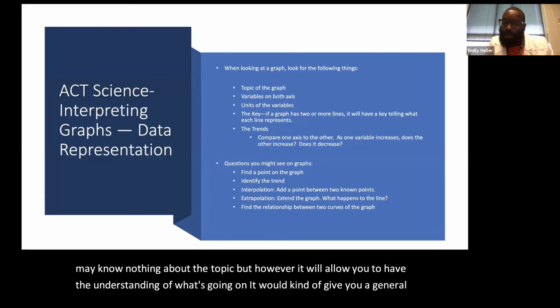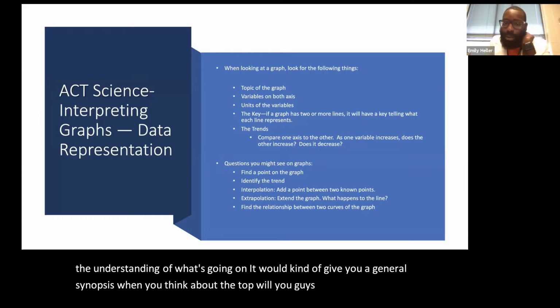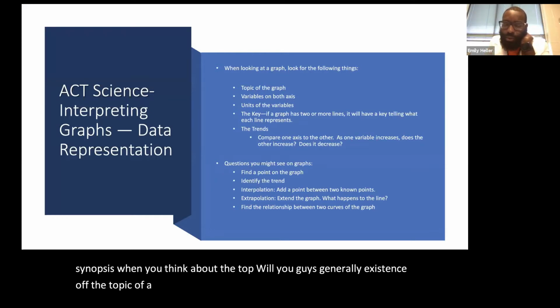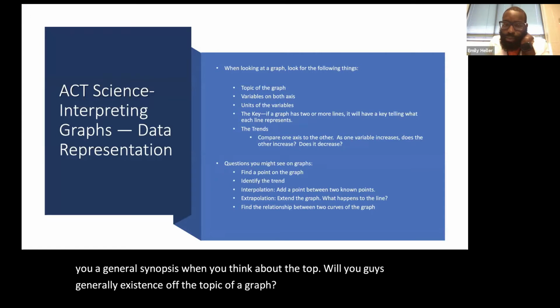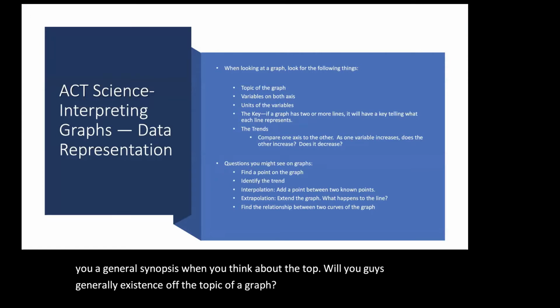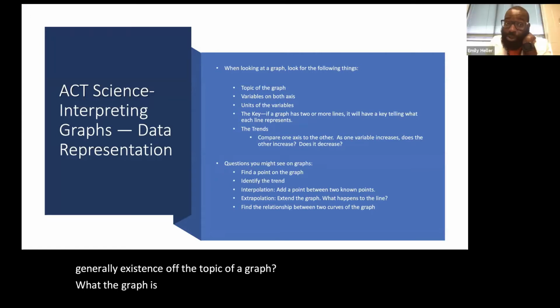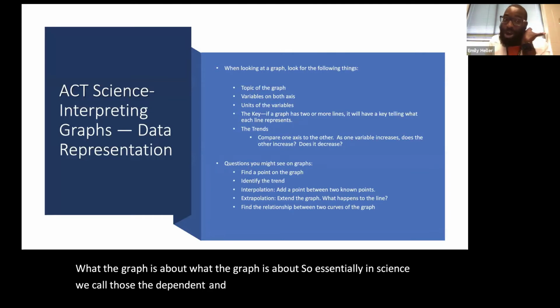When you think about the topic, what generally exists inside the topic of a graph? What the graph is about. So essentially in science, we call those the dependent and independent variables. So we talk about what variables are going to be affected.